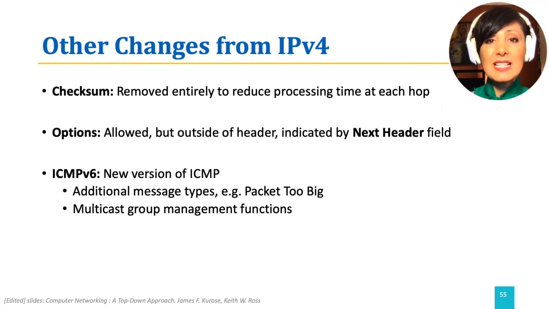The IPv6 still has the possibility of adding option fields. This could be done with using pointing of the next header field to the options that are outside of the header. IPv6 also works with new version of the ICMP protocol, ICMP version 6.